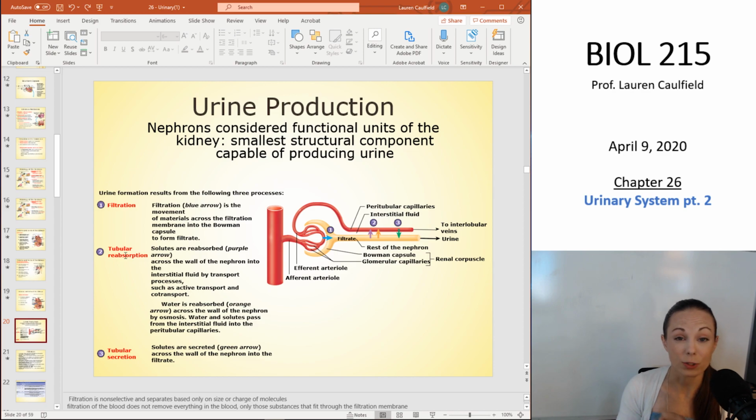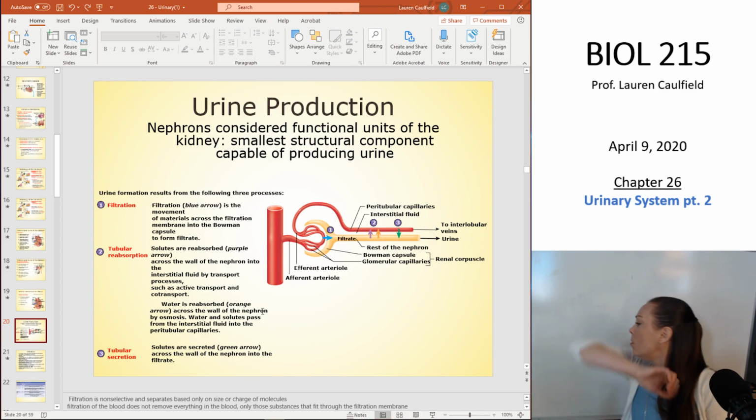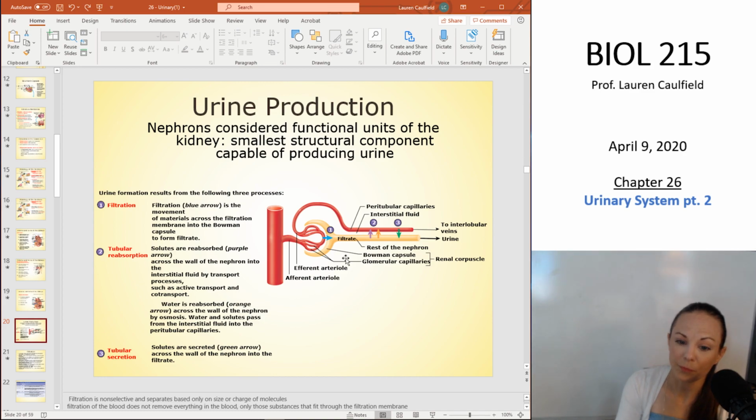One, to reabsorb water, and two, to make sure that we're reabsorbing nutrients and solutes and things like that that our body still needs. So that purple arrow right here is showing you basically what is going on with reabsorption. We are taking substances out of the filtrate and putting them back into blood circulation. So solutes are represented by the purple arrow. The orange arrow is representing water. Okay, so both of those types of things are going to be reabsorbed.